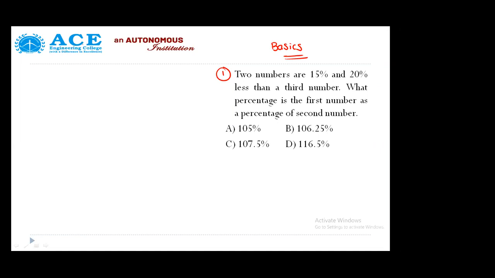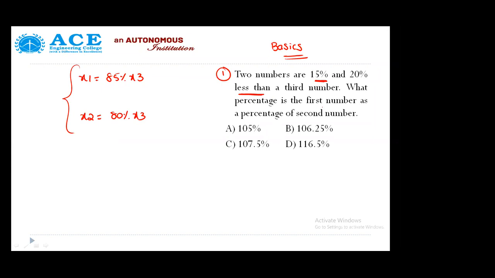Here two numbers, let's call x1 and x2, are 15% and 20% less than the third number. X1 is 85% of the third number, because 15% less than means we can write 85. X2 is 20% less than the third number. We can write 80%. Now they're asking first number is what percentage of second number.